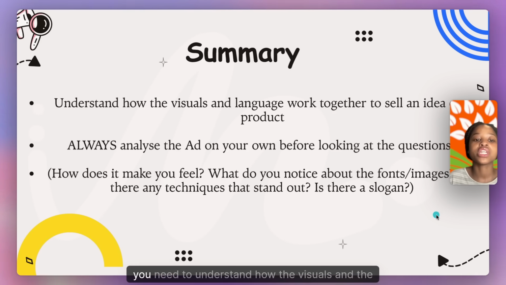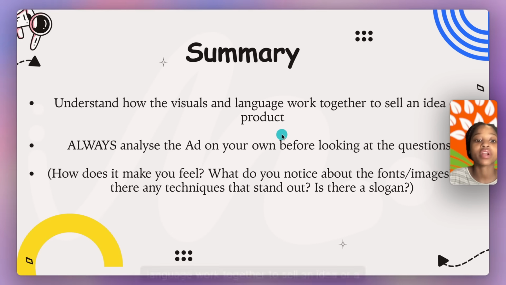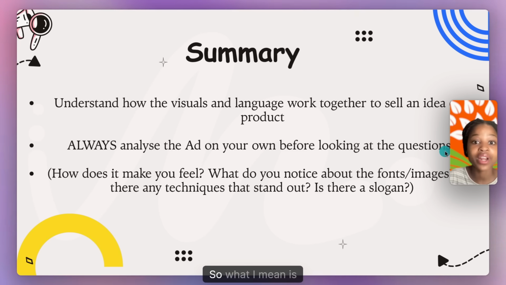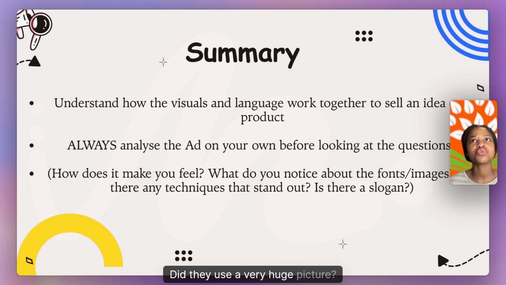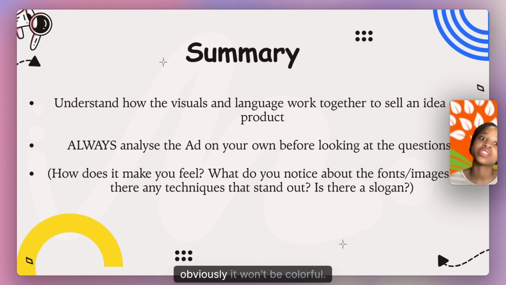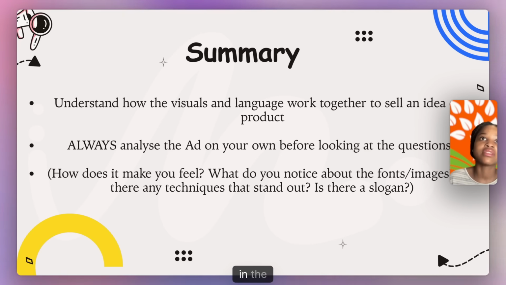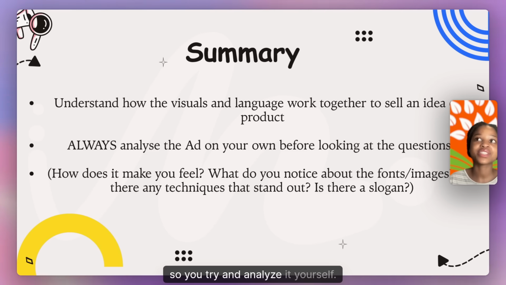So, in summary, you need to understand how the visuals and the language work together to sell an idea or a product, and always analyze the ad on your own before looking at the question. What I mean is, you have the ad in front of you. Try to find the techniques that they might have used. Did they use bold letters? Did they use a very huge picture? Is it colorful? Obviously it won't be colorful. It'll be black and white in the exam. But what are the elements used in the picture? What are the people in the photograph doing? So you try and analyze it yourself.